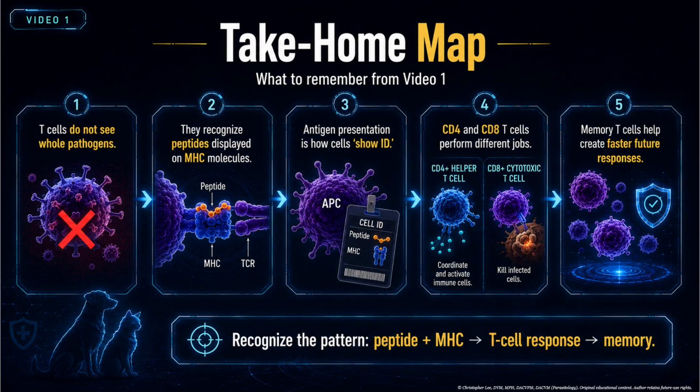So if you're only going to remember one pattern from this video, remember this. Peptide plus MHC leads to T cell response, and successful responses can lead to memory. That pattern will show up again and again in this module. In the next video, we will start at the beginning of the T cell story, the thymus. We will look at how T cells are selected, how they become MHC restricted, and how the immune system tries to prevent dangerous self-reactive T cells from escaping into the body.